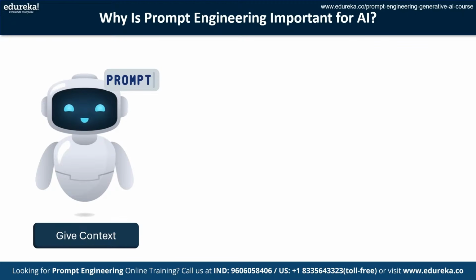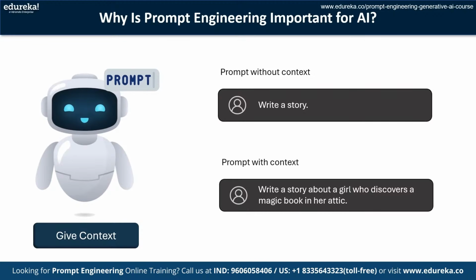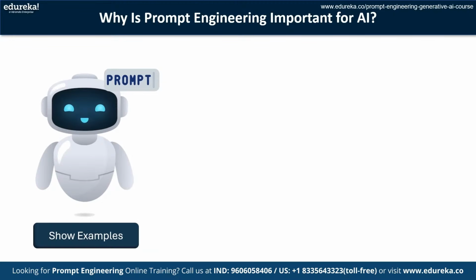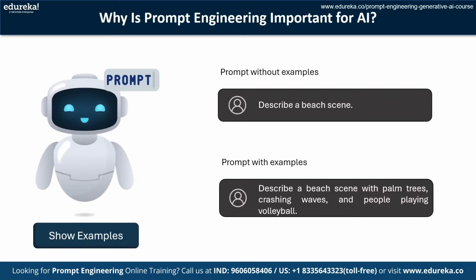Next, give context. Provide enough information so that the AI understands the task. This helps it give an accurate response that makes sense in the given situation. For example, a prompt without context is "write a story." A prompt with context is "write a story about a girl who discovers a magic book in her attic." Next, show examples. Use examples to show the AI what you are looking for. This helps it understand the type of response you want. For example, a prompt without an example is "describe a beach scene." A prompt with an example is "describe a beach scene with palm trees, crashing waves, and people playing volleyball."